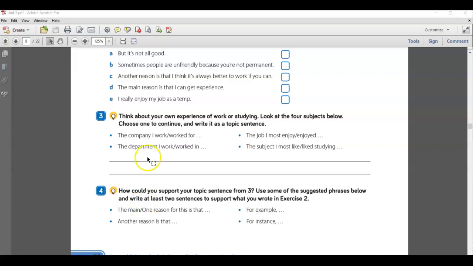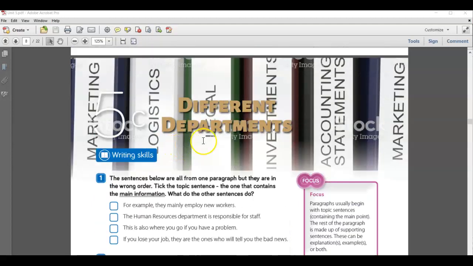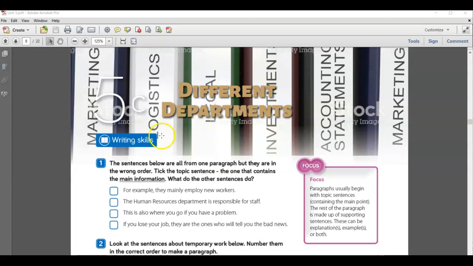Okay, this is part 2 of today's lesson. Now, go to your book, page 80, 5C. This is about writing skills. And we talked about paragraph structure in part 1.